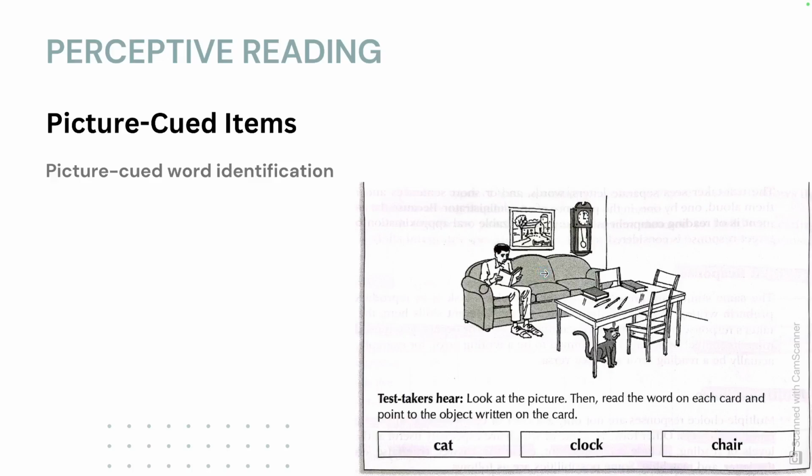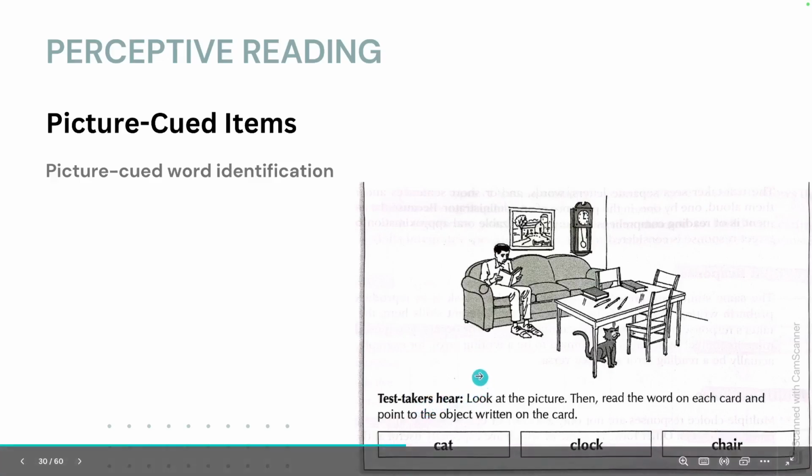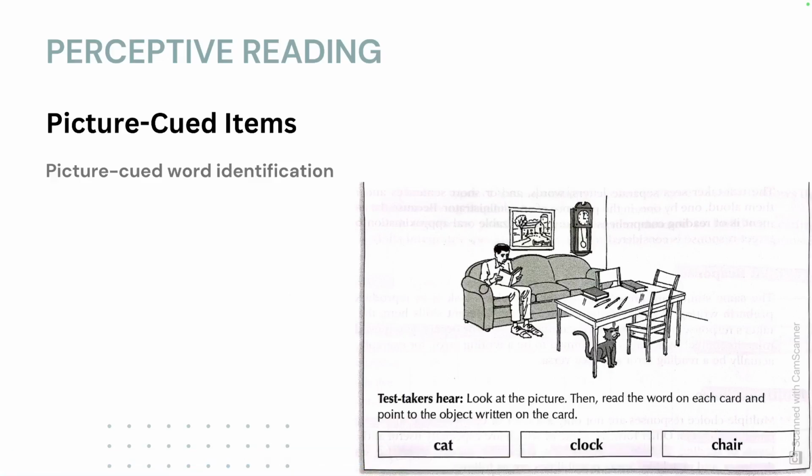They could also do picture cued items. So picture cued word identification. On this one, you see it says test takers: look at the picture, then read the word on each card and point to the object written on the card. Okay, so the student reads CAT. They don't hear CAT, they read CAT, and then they point to the cat. That means the teacher needs to be sitting next to them and assessing them as they do it.